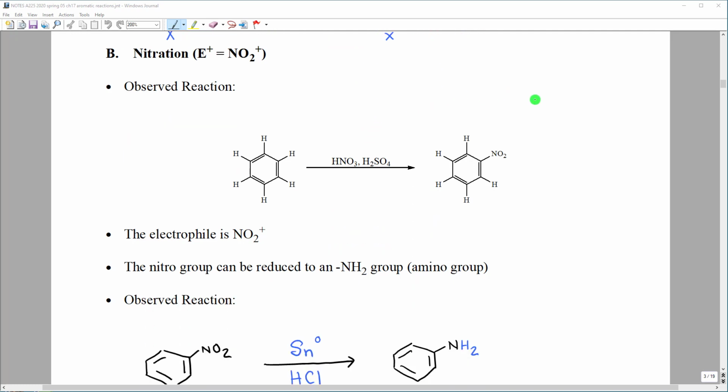The second reaction is the nitration reaction. In the nitration reaction, our electrophile is NO2 plus. The observed reaction looks like this. We start with our benzene ring. We mix it with nitric acid and sulfuric acid, HNO3 and H2SO4. At the end of the reaction, one of the hydrogens will have been replaced by an NO2 group, a nitro group.